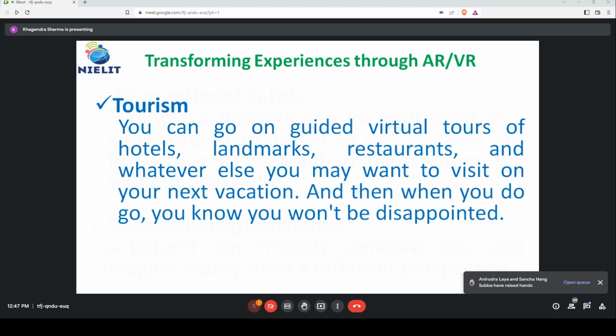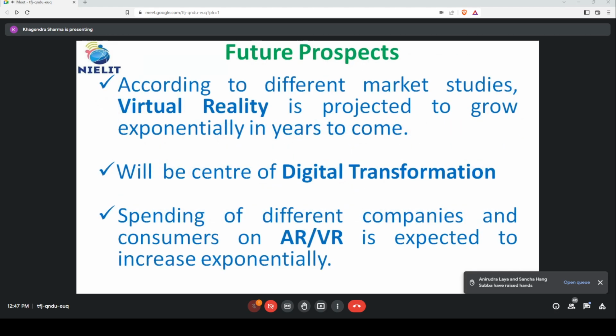Similarly, in tourism, you need not physically visit a place all the time. Just through virtual reality you can reach those places, and the experience is as good as being there physically. You can go on guided virtual tours of hotels, landmarks, restaurants, and whatever else you may want to visit on your next vacation. And when you do go, you won't be disappointed, because it's almost as good as the real world.